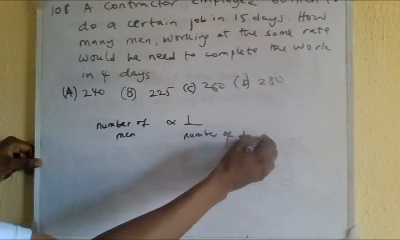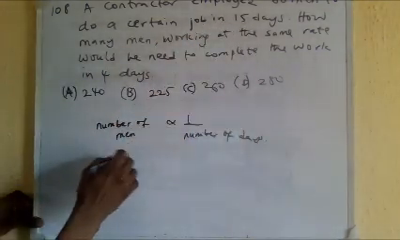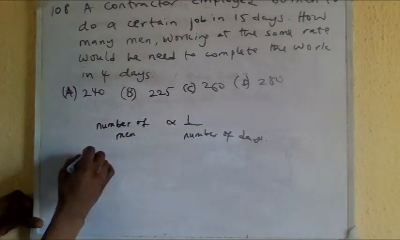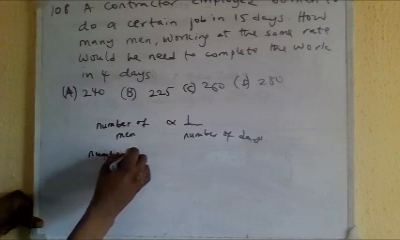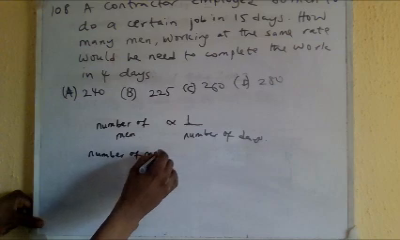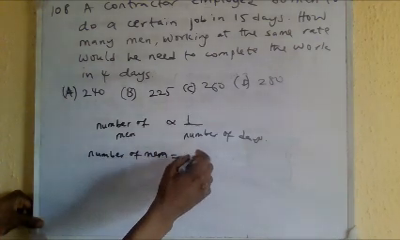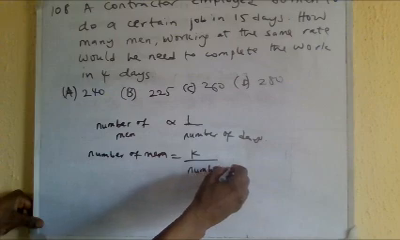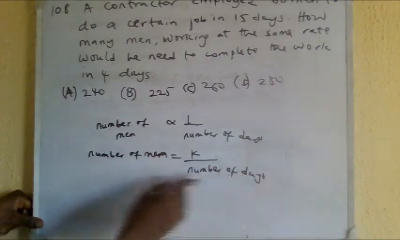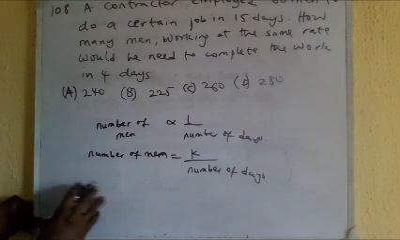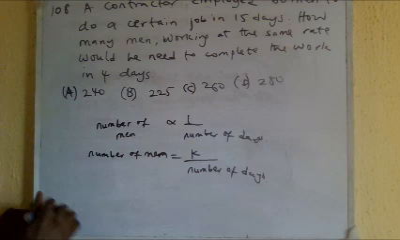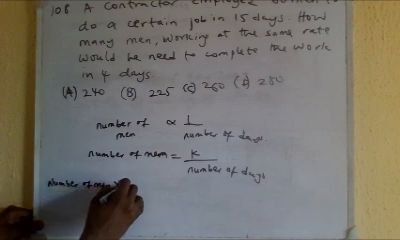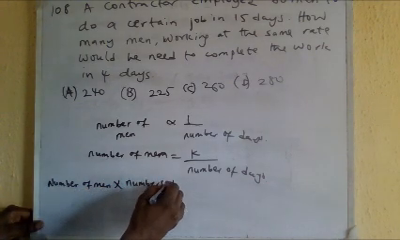So for this kind of relationship, when you introduce the equality sign, you have number of men is equal to a constant over number of days. So what you are doing now is equating number of men times number of days to number of men times number of days. So I would say number of men times number of days is equal to a constant.